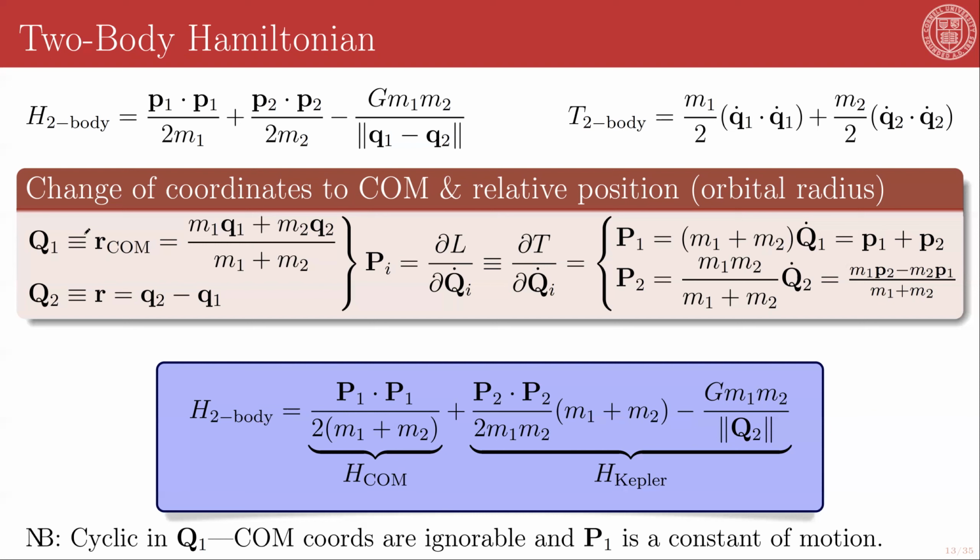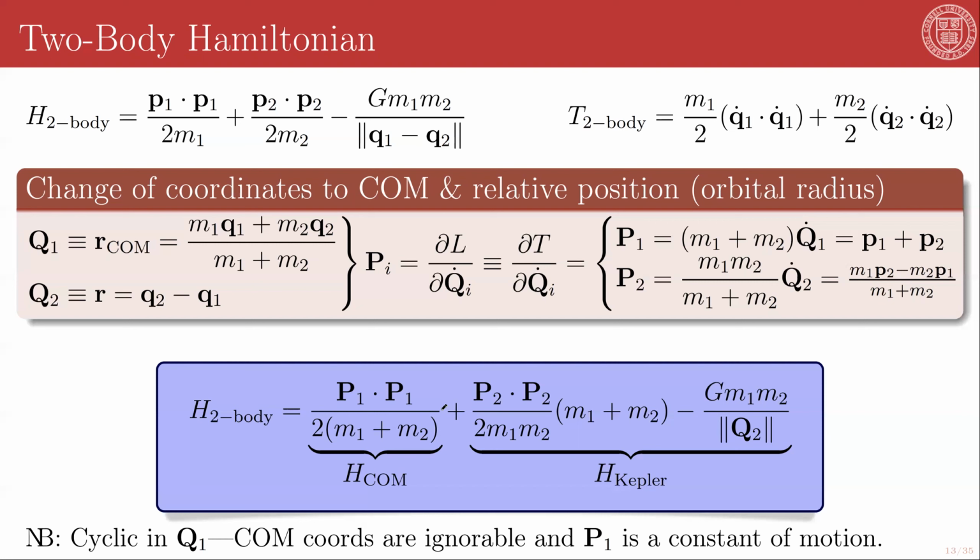If we rewrite the Hamiltonian of the two-body system in terms of these new coordinates, we will find that we have one term that is the Hamiltonian of the center of mass, P1 dotted into itself, divided by twice the total mass of the system, plus something that describes the Hamiltonian of the Keplerian system, the two-body orbit as described by the relative orbital radius between the two bodies. And that looks like capital P2 dotted into itself over twice the product of the masses times the sum of the masses minus G m1 m2 over the norm of capital Q2.